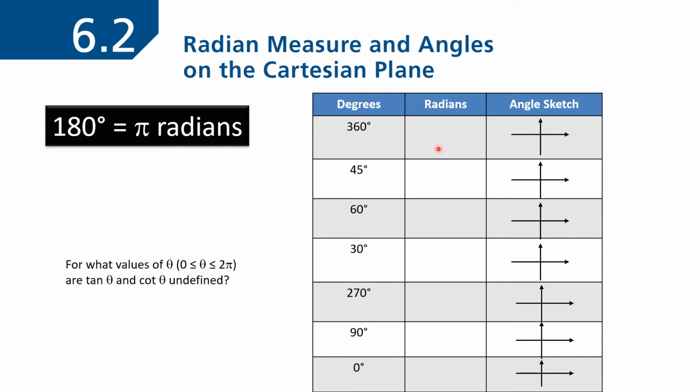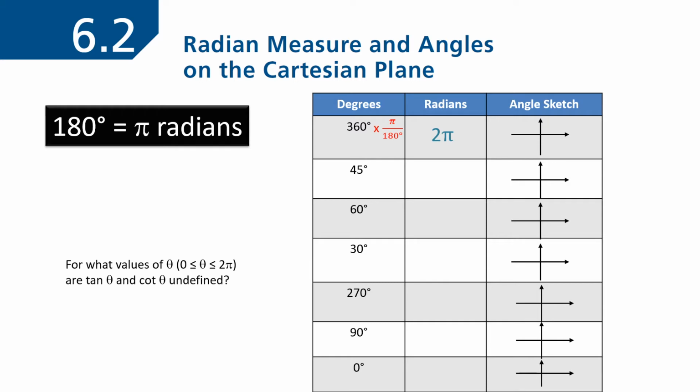360 degrees, I want to convert that to radians. Remember what we do? We do that trick where we multiply by 1. And here's our 1. It's pi over 180. So we cancel some stuff out and we're left with 2 pi. That means that 360 degrees is equal to 2 pi.